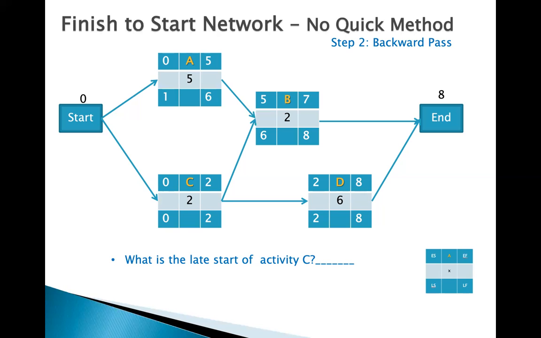So what is the late start of activity C? Late start, 0. What is the late finish of activity D? Late finish, 8. So for the exam, you're ready to provide the right answer, which is 8. Now you know what is the late start, what is the early start, what is the late finish, what is the duration. That is step number 2 for this example.